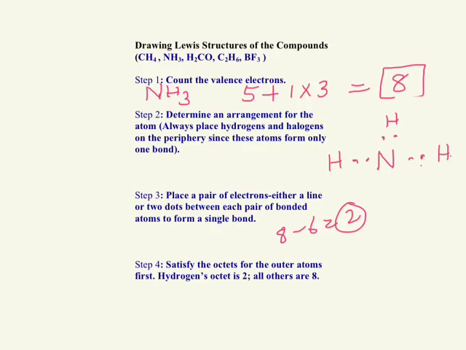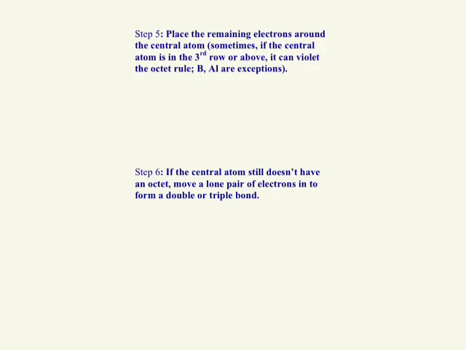The outer atoms are hydrogens, and each hydrogen has 2 around it, so each hydrogen is good. It's satisfying the octet. All others need to have 8. But nitrogen has, we had this situation, we were out of 8, we were done using 6 electrons, so 2 are left.